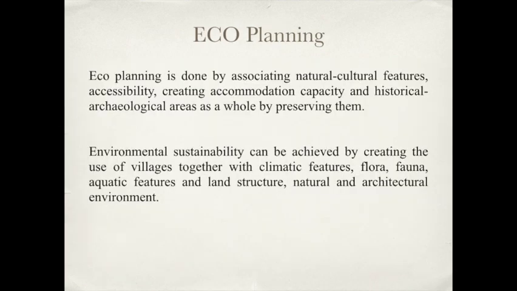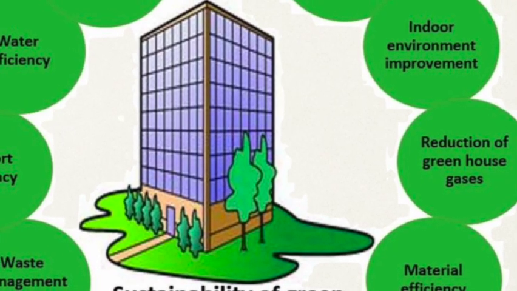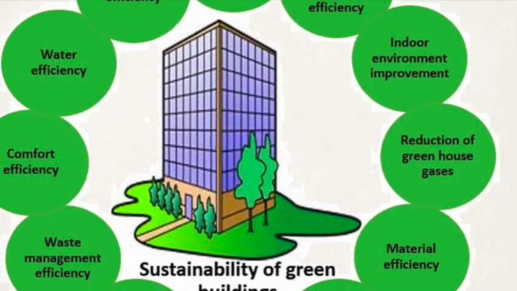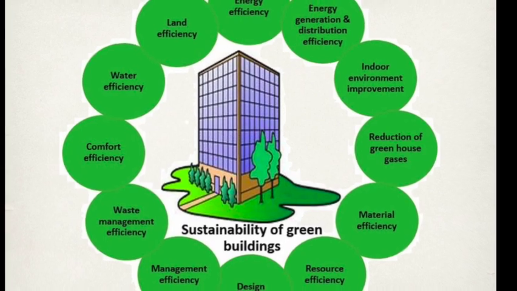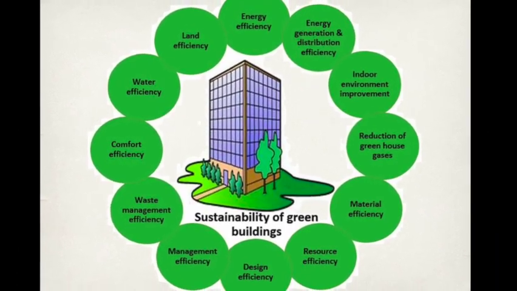Eco-planning is done by associating natural cultural features, accessibility, creating accommodation capacity, and historical archaeological areas as a whole by preserving them. Environmental sustainability can be achieved by creating the use of villages together with climatic features, flora, fauna, aquatic features, land structure, natural and architectural environment.